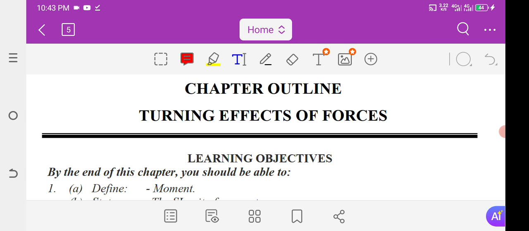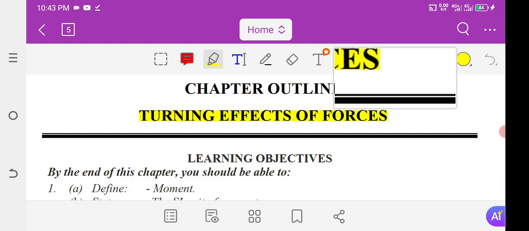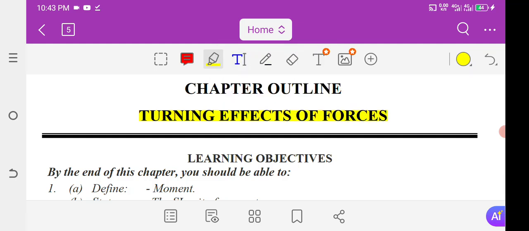Without further delay, we meet now for a lesson in Form 4 Physics on a topic called turning effects of forces.